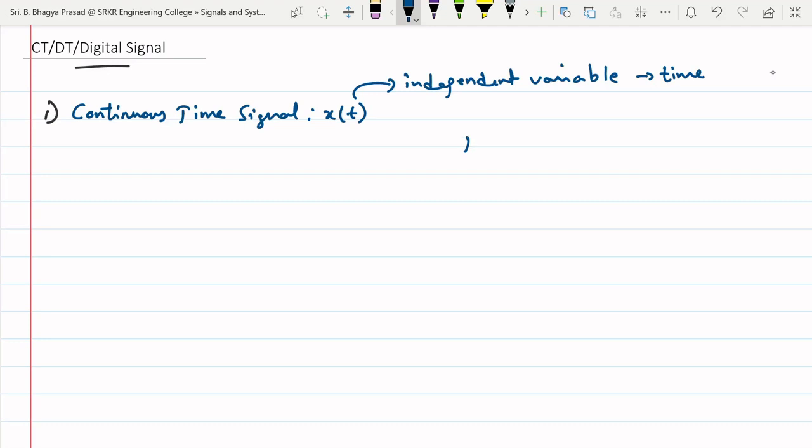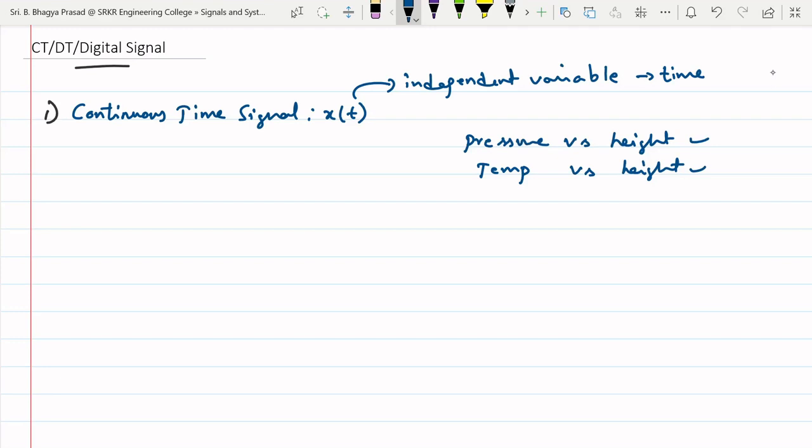It may be pressure versus height, or else temperature versus height, whatever it was. Okay, and this height is the independent variable. So pressure is a particular value at a particular height, temperature a particular temperature value at a particular height. So the signal can be of any form.